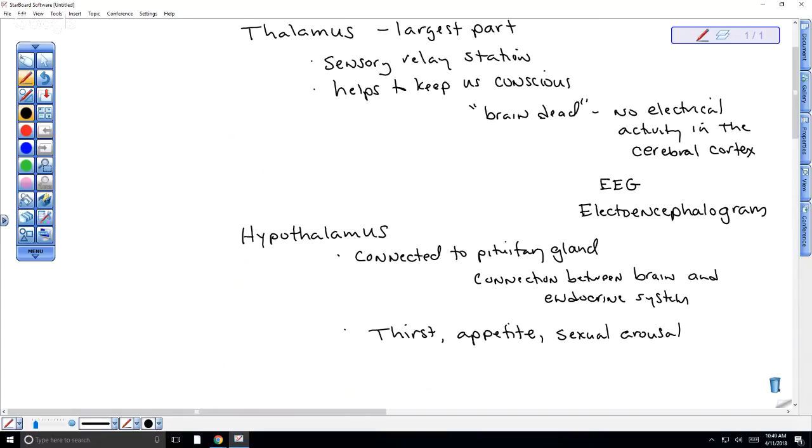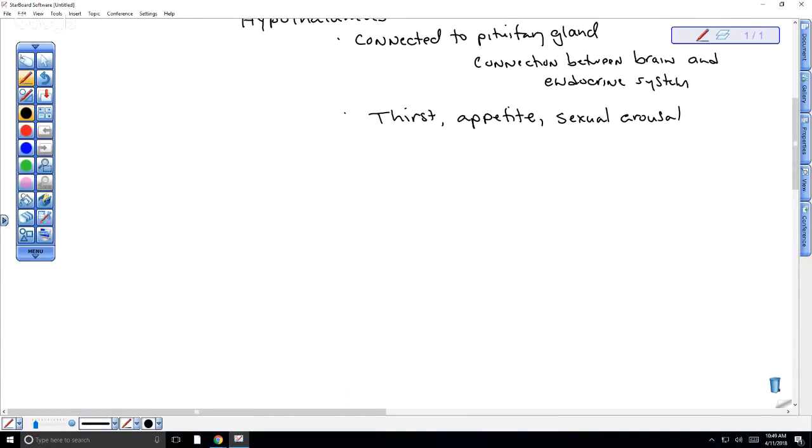Okay, so this also regulates not just thirst, but it also regulates body temperature. So we have sensory receptors that can detect the temperature, and this could either cause you to shiver or to sweat. So sweating is regulated by the hypothalamus.